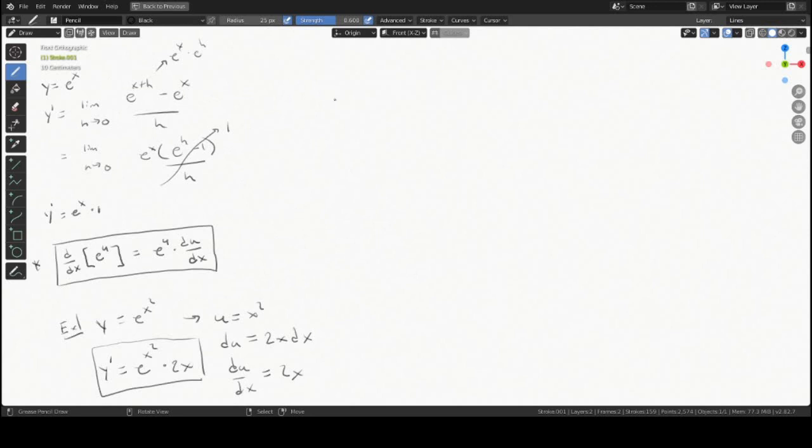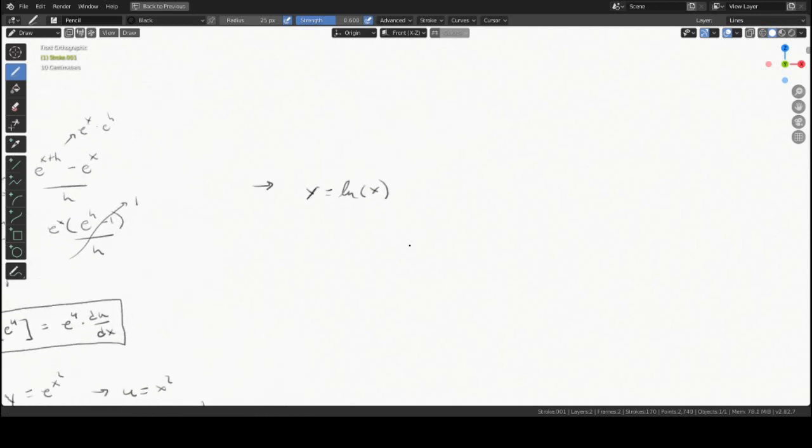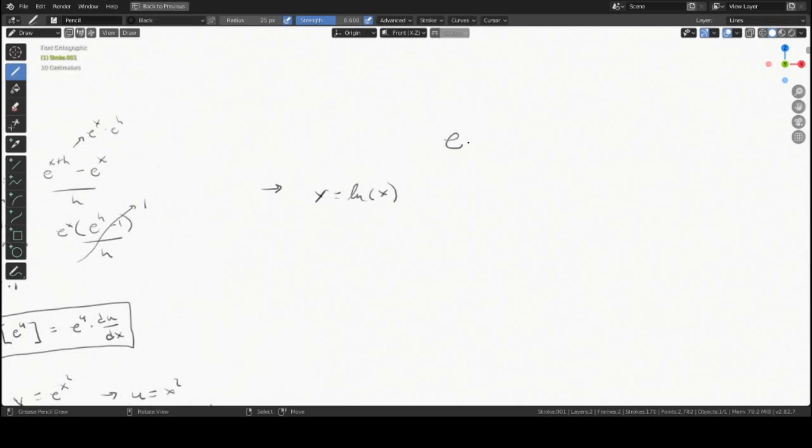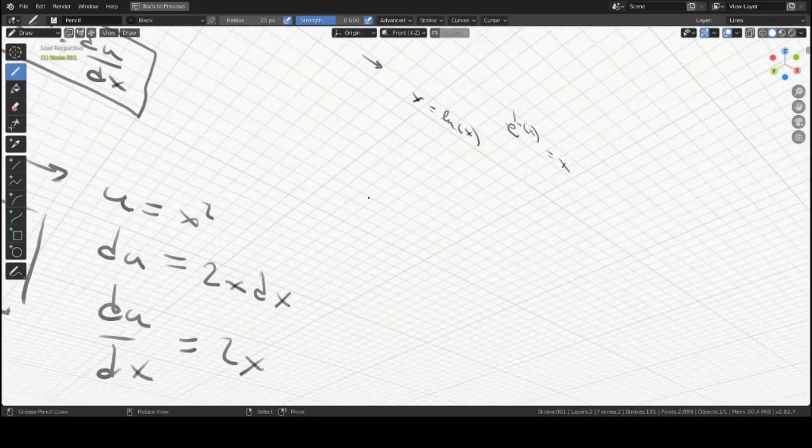Okay, let's set it up like this. We have some function y which is equal to the natural log of x, and we want to know what the derivative of the natural log of x is. Well, there is something we can do to both sides. If you recall, there is a property that says e to the natural log of x is equal to x. And we can actually use this property on this equation.